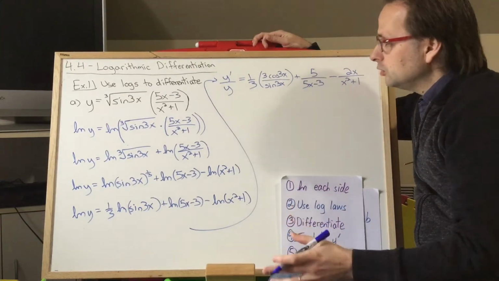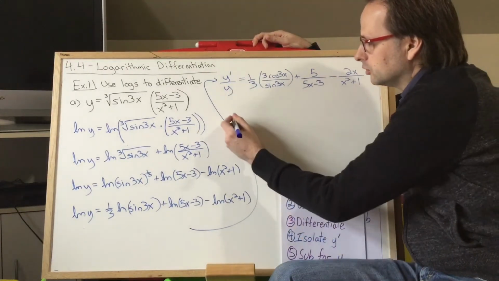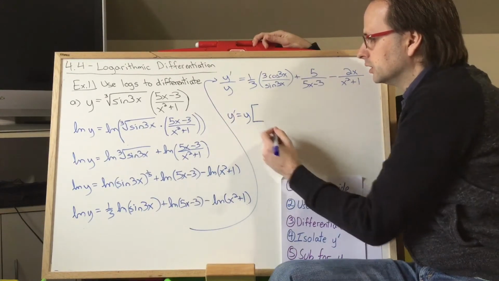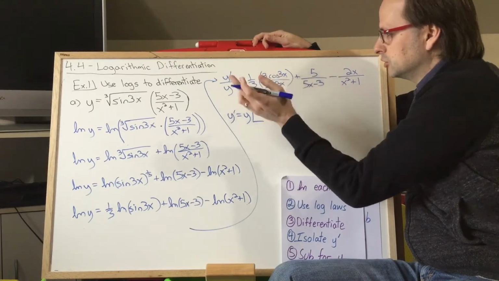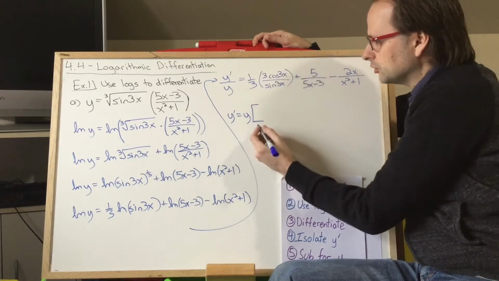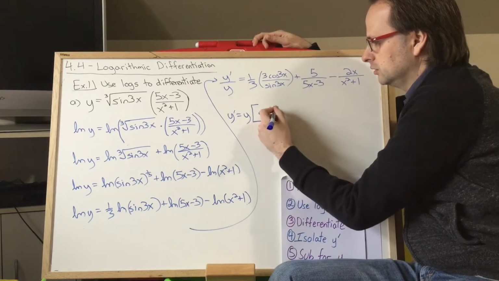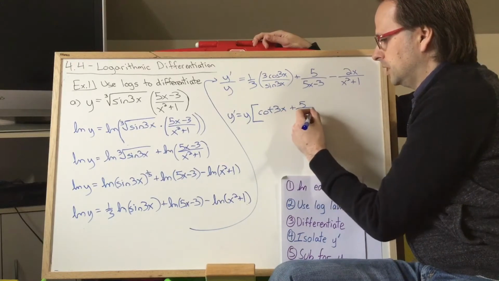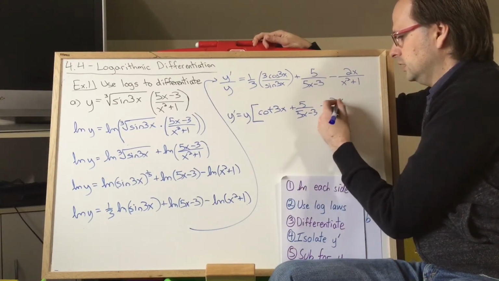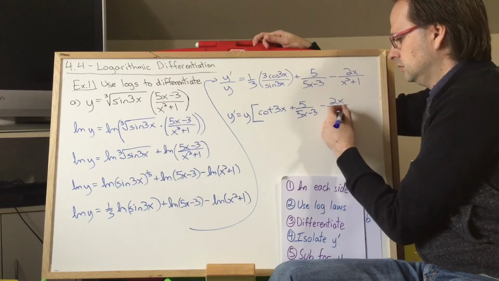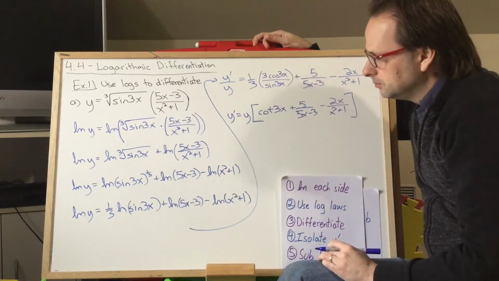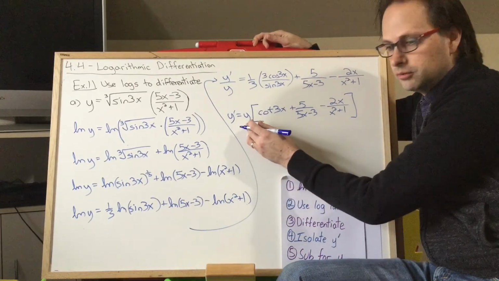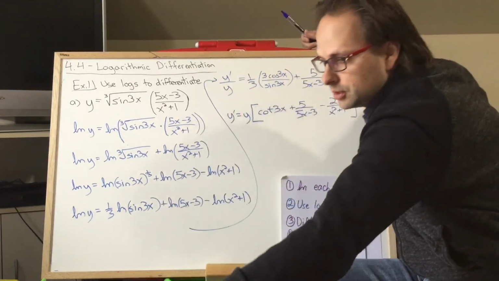Great. At this point, we can try and get y prime on its own. So that just means timesing both sides by y. As I do that, I may do a little cleaning up here. 1/3 times 3, those are gone. Cosine over sine is the cotangent. So we have cotangent of 3x plus 5 over 5x minus 3 minus 2x over x squared plus 1. The actual differentiation was pretty easy. The only problem with our answer is that it still involves a y. So let's make that substitution.